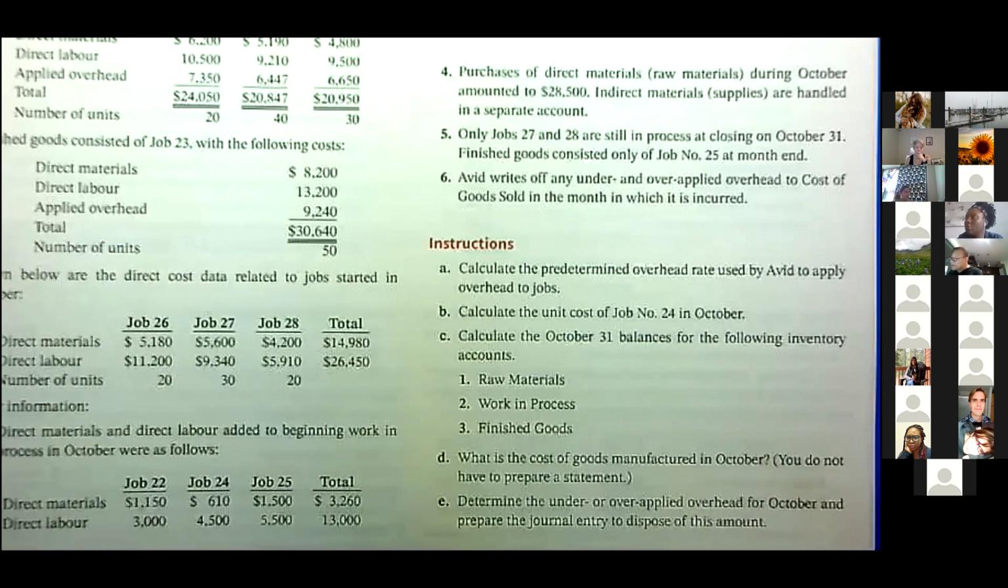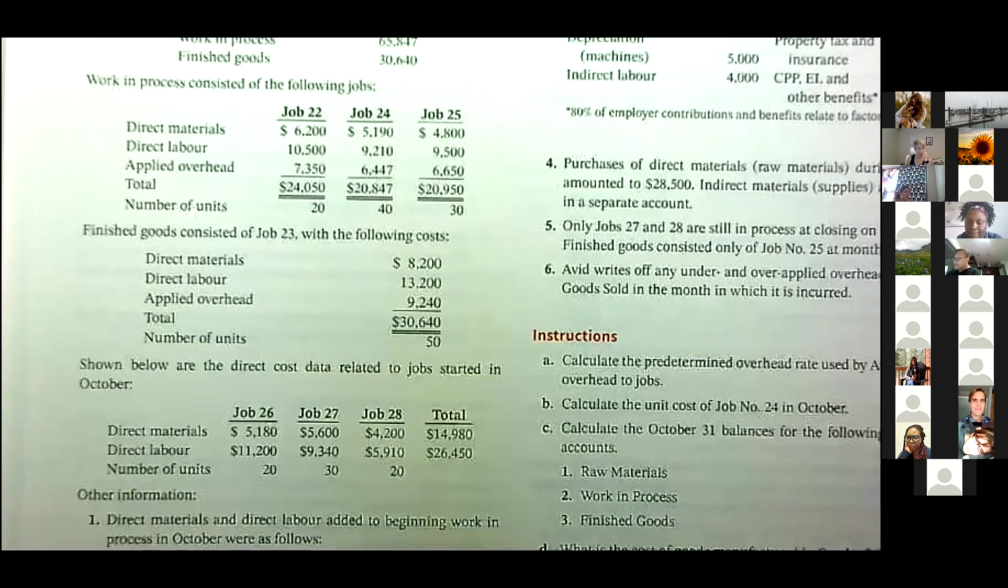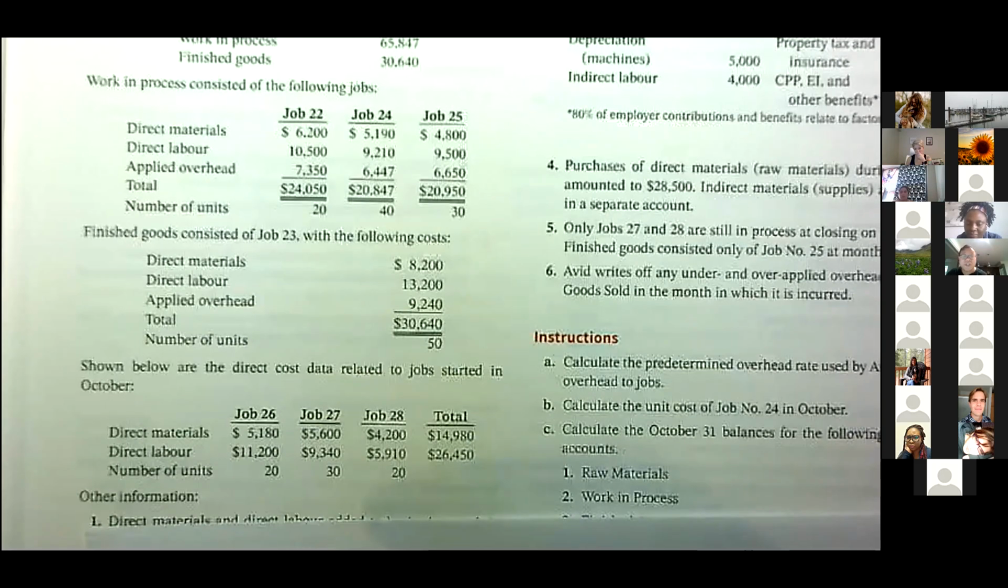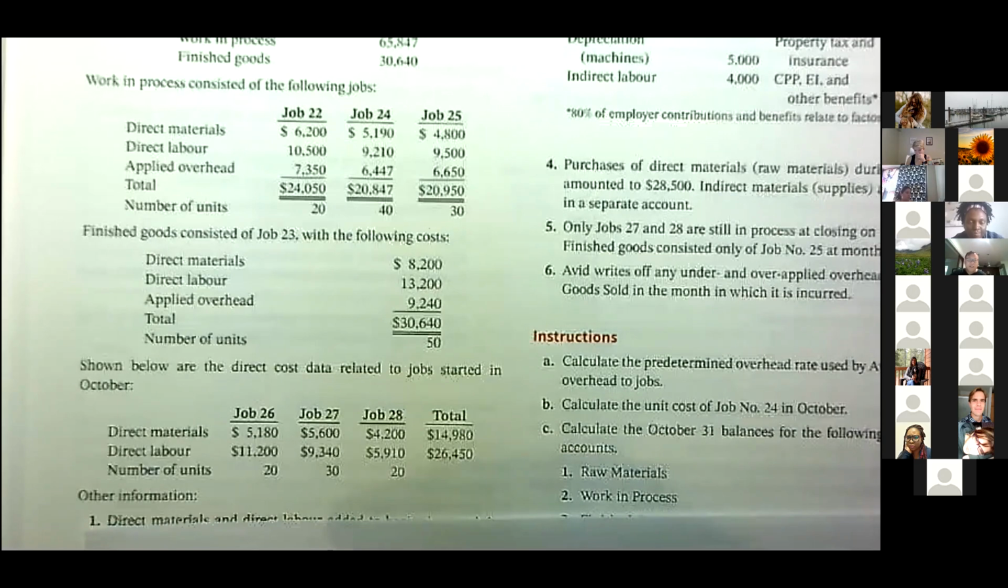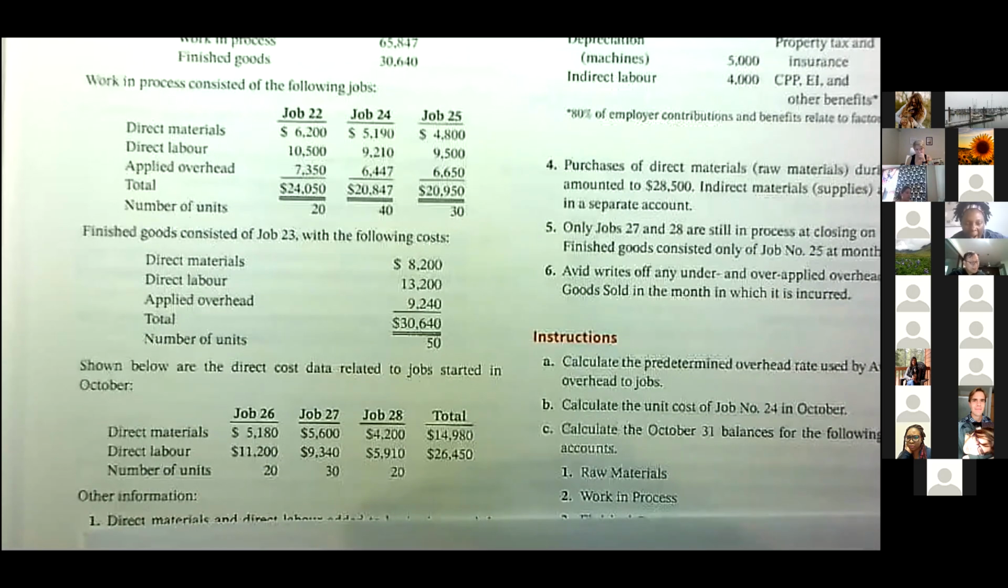So let's take a look at job 25. Didn't we say that only jobs 27 and 28 were still in process? Yes, but now I'm talking about finished goods inventory. The other ones are sold. Jobs 22, 23, 24, they all sold, right? So job 25 is finished, but it's not sold. Makes sense.